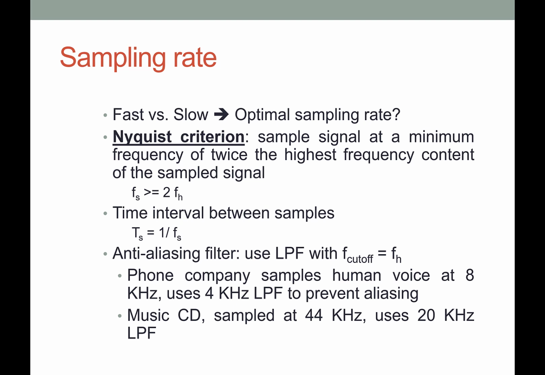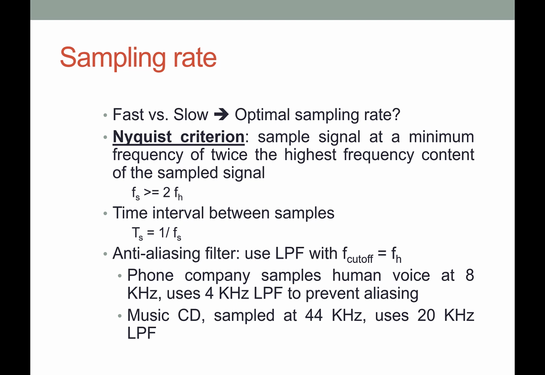This comes from an analysis that you will see possibly in 331, but it's coming from the Shannon sampling theorem and the Nyquist criterion. You'll definitely probably talk about it, if not in 331, in communications. But it basically says that you need to sample the signal at a minimum frequency of twice the highest frequency content of the sampled signal.